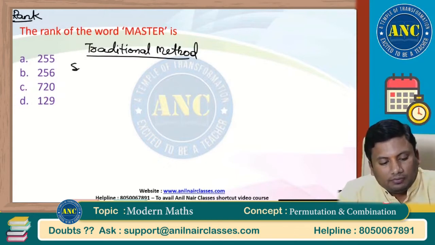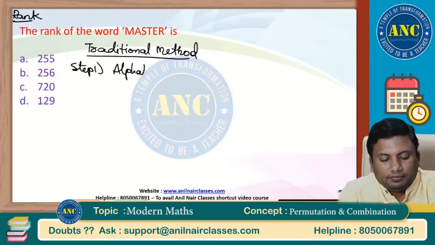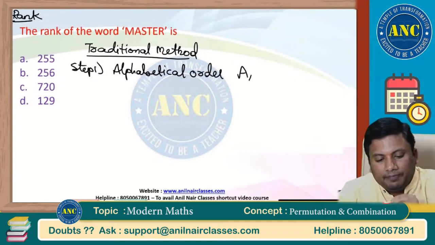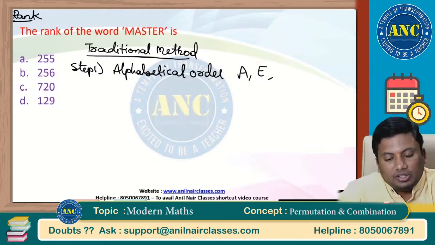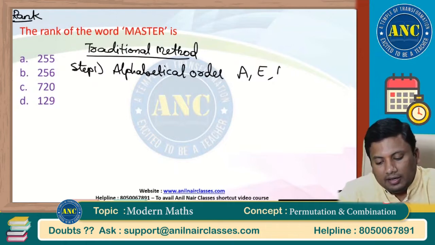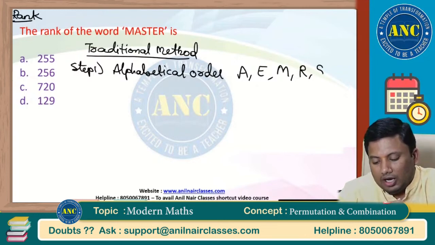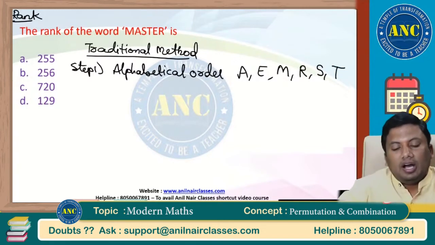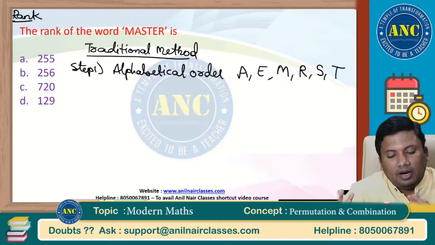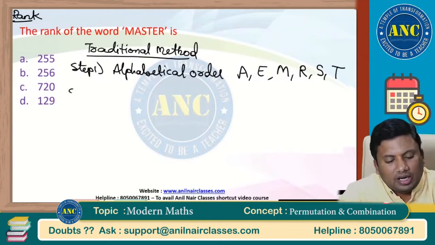Step number 1. Write the letters of the word in alphabetical order. First A will come. Next A, B, C, D, E, F, G, H, I, J, K, L, M, N, O, P, Q, R, S, T. These are the alphabetical order. Write down in an order. Then I will tell you a magical shortcut, sir.